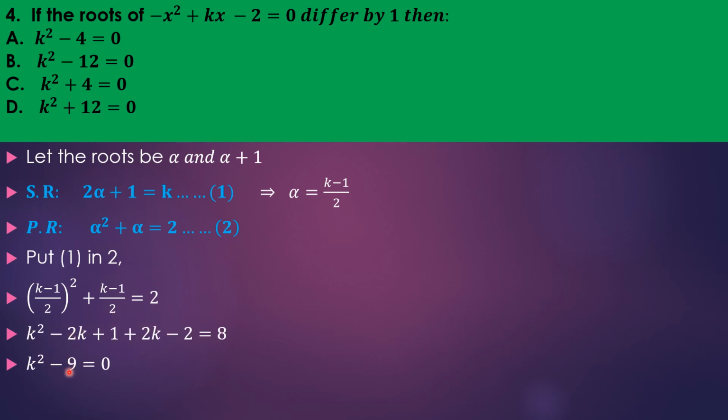So you simplify that, and then you have k squared minus 9 equals 0. So there's actually no answer here. I think this is one of those questions where you don't have an answer. So you just have to be confident, and then you move on, right? All right.